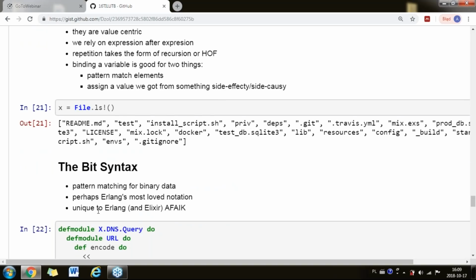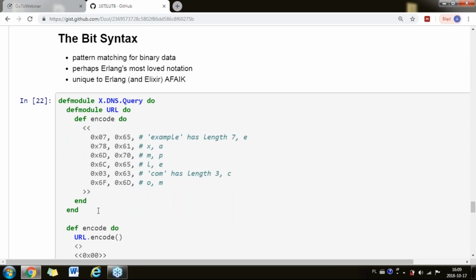So if we move on to the bit syntax, I think this is probably one of the other favorites from Erlang. It's basically pattern matching for binary data. And it's this really interesting case where the pattern matching that Erlang has and its domain have really come together to say, oh, we can build this syntactical construct called the bit syntax, and it's a pleasure to use, especially when you're decoding stuff that's perhaps come off of a wire, decoding binary data.